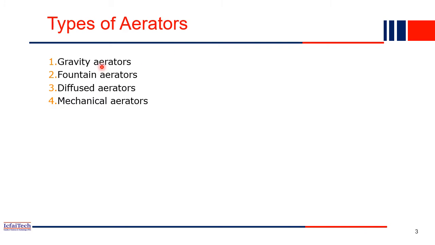So next is the types of aeration. Here we have four different types of aerator available for the water treatment plant. Depending on the cost of the project, our budget, and the quality of the raw water, we can choose which aerator to use for our aeration purpose. The first type is gravity aeration. Next is fountain aeration. The third one is diffused aerator, and the fourth one is mechanical aerator. Now we'll see each type of aerator one by one in detail.